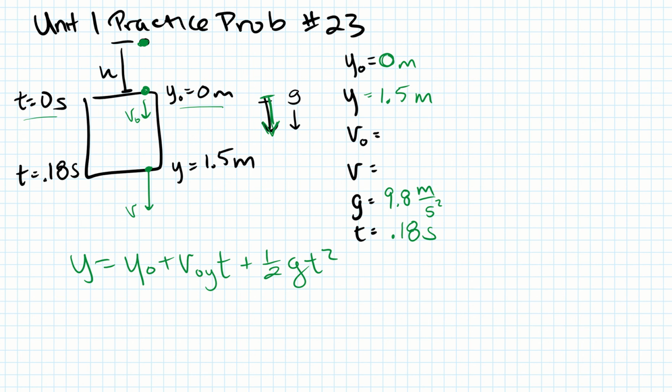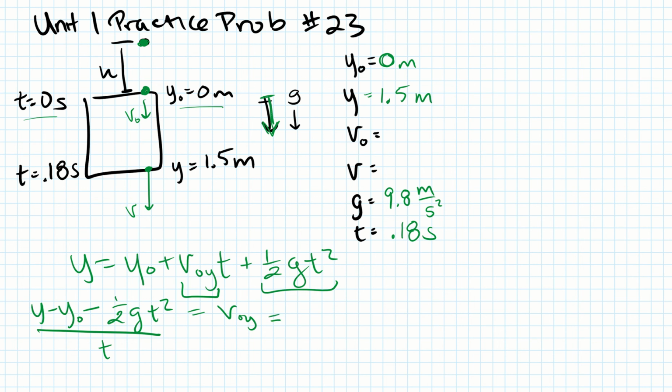So let's go ahead and start. First we actually want to rearrange this. If we're going to solve for v naught y, let's rearrange this before we plug in numbers. We can subtract y naught from both sides and also subtract this whole term. So 1/2 g t squared is going to equal v naught y times t, but if we divide both sides by t, we end up with an equation that will give us that velocity at the point where it passes the top of the window.